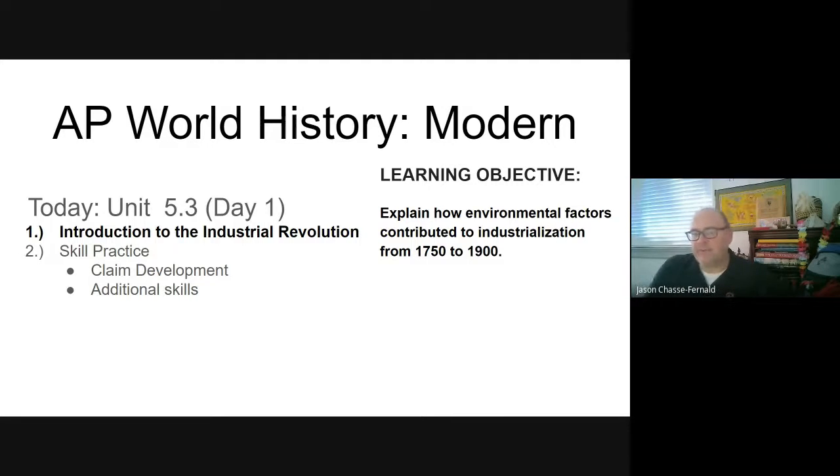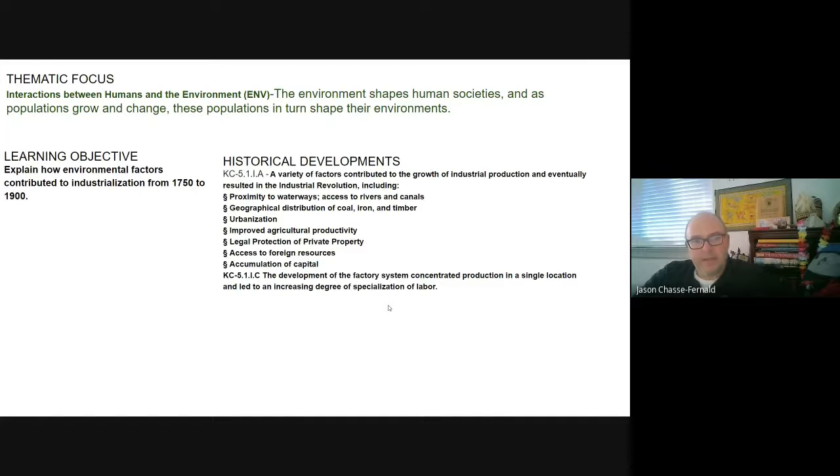Today we're going to begin our first day, first of two days, on Unit 5.3, the Introduction to the Industrial Revolution. Our learning objective is to explain how environmental factors contributed to industrialization from 1750 to 1900. And we're going to run through the factors that contributed to the industrial production and eventual result of the Industrial Revolution.